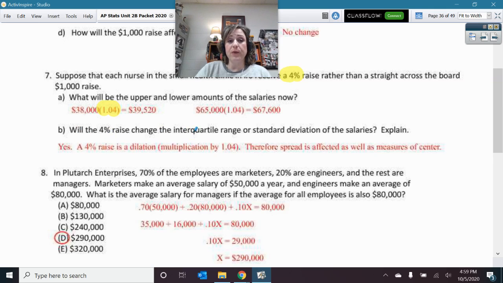And will this 4% raise affect the measures of spread, IQR, and standard deviation? And that answer is yes, because this is a multiplication component. Everybody's getting a different amount. It's not just a shift, it's a stretch by 1.04.